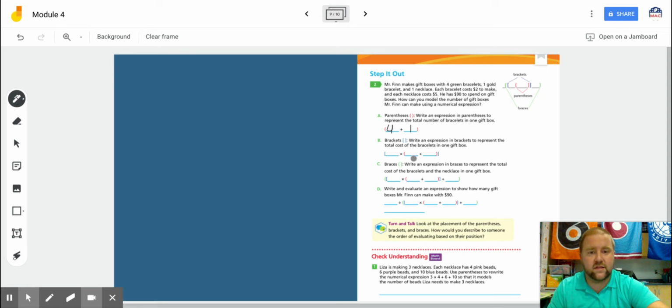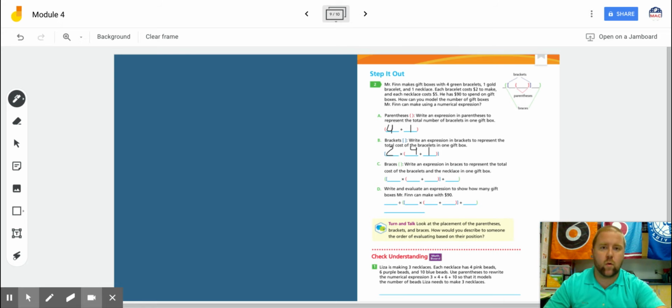Then for the brackets, it says write an expression in brackets to represent the total cost of the bracelets in one gift box. Well, we knew we had 4 and 1 in each gift box, right? And we know that each bracelet was $2 to make. So to find the total cost for the bracelets, we're going to take 2 and multiply it by the value of 4 plus 1.